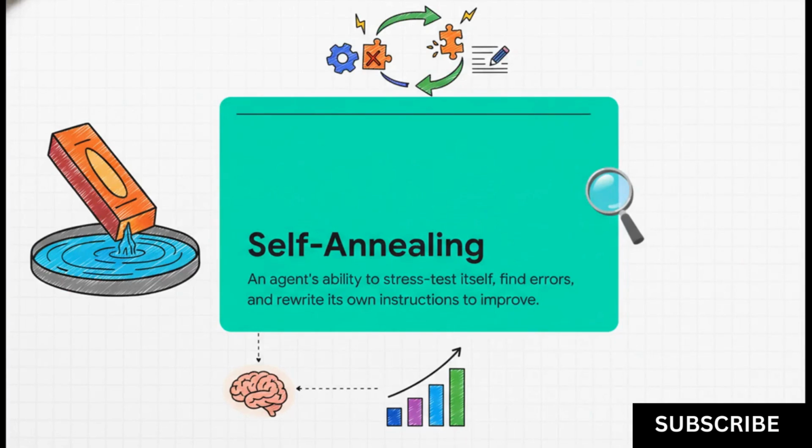Now, this next concept is where things get a little bit sci-fi, and it's absolutely mind-blowing. It's called self-annealing, and it's the idea that your system can actually improve itself. Imagine if the agent we built could run a task, notice it made a mistake, and then literally rewrite its own instructions to not make that mistake again. That's what this is. Your agents get smarter all on their own.